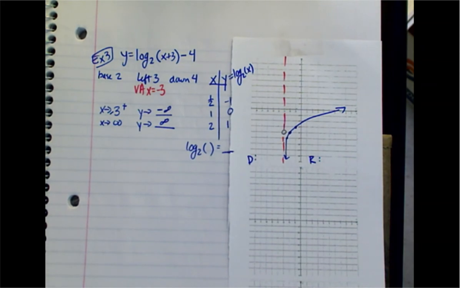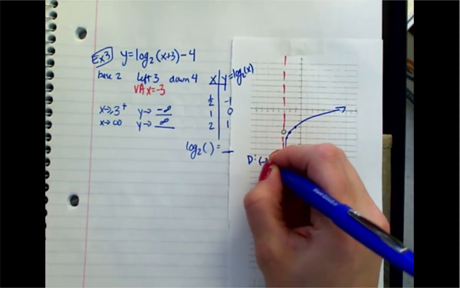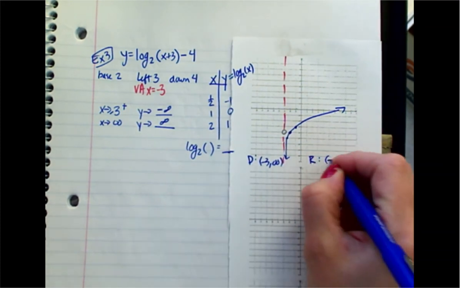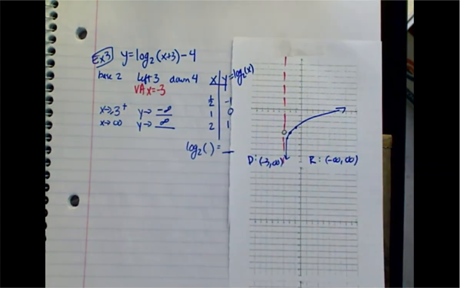That's for me to mark the center so I know where I'm counting my points from. It's not a hole. It's just me counting left 3, down 4 so I don't lose it. Because with the graph, you're like, oh, I don't know where I started. Just to keep track. Okay, domain, -3 to positive infinity. Range, still all real numbers.